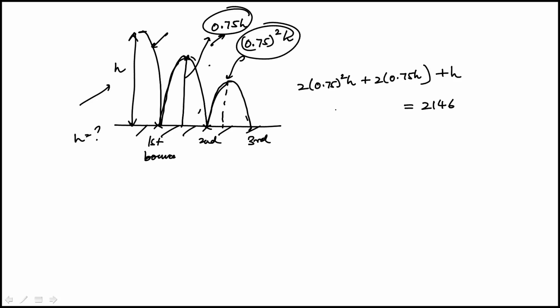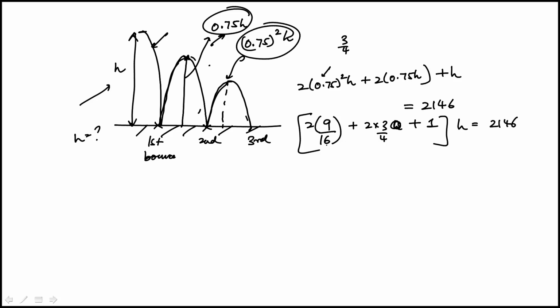Let's see. I'm going to use the fraction 3/4, so 0.75 is 3/4, to make the calculation easier. So 9/16 plus 2 times 3/4 h. We have an h outside, so I can factor out the h. So this is 9/8 plus 3/2 plus 1, and then this would be multiplied by 4/4. So 12/8 plus 8/8.